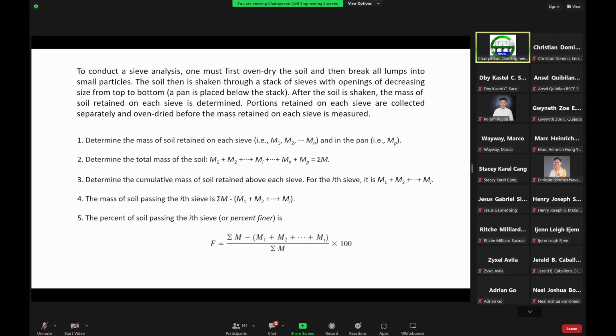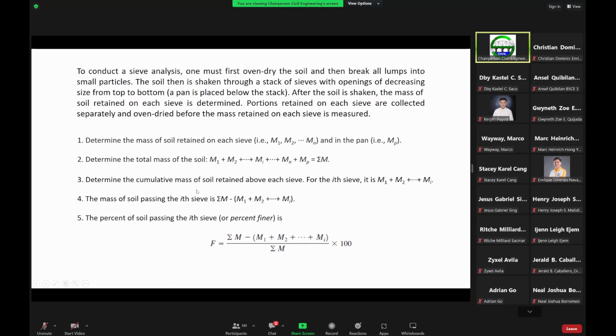And then if there are soils passing through the last sieve, then there is still some soil in the pan. Then we call that M sub p. And then we determine the total mass of the soil, wherein the total mass of the soil is now M sub 1, M sub 2, until M sub i, until M sub n, which is the last stack, plus the mass of soil in the pan at the bottom. That will be your total mass.